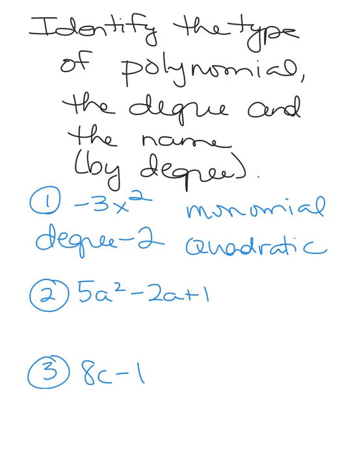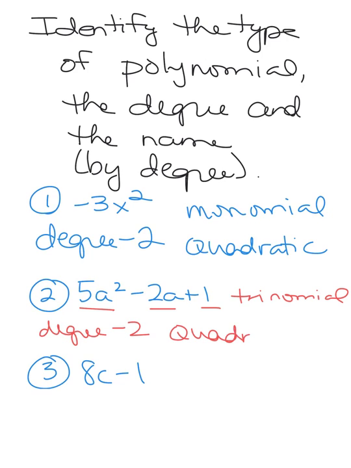In example number 2, we have 3 terms, 1, 2, 3. So we call that a trinomial. The highest power is again to the second power, so we can see that sometimes different ways. And again, that type of polynomial is called a quadratic.